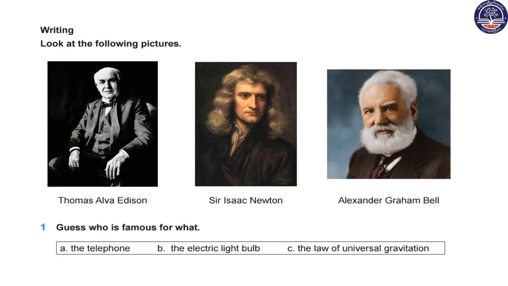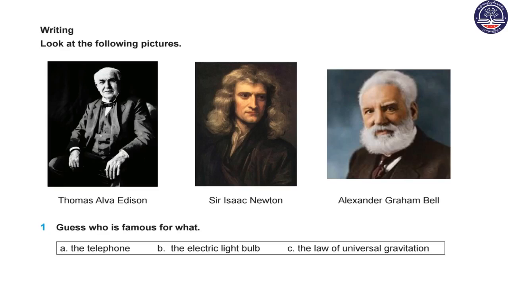So, let's guess. Who is famous for what? Okay, now, let's look at the works in the box. A. The telephone. Now B. The electric light bulb. The last one is C. The law of universal gravitation.